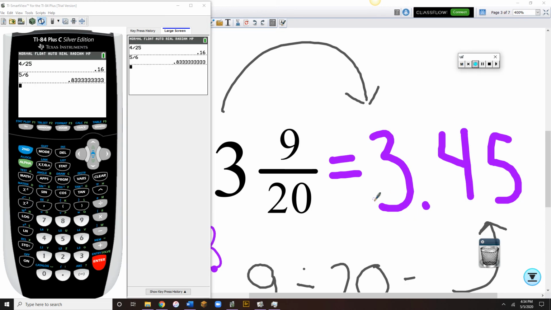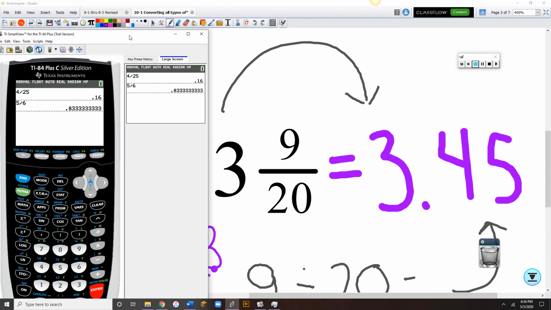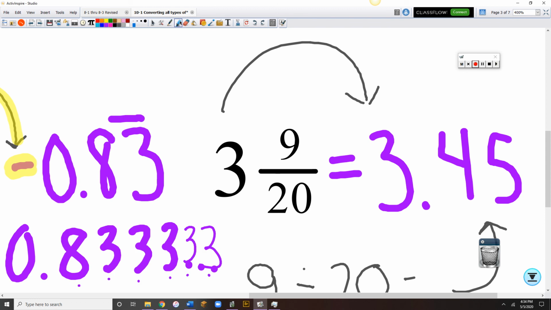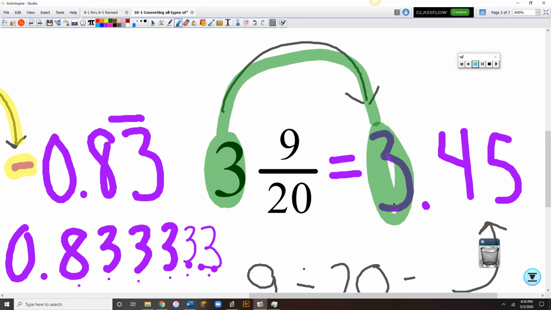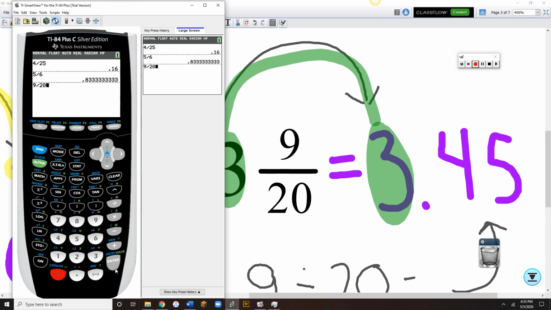What if there's a mixed number? So we've got a whole number of 3 and 9/20. Again, just like the negative sign, the whole number does not need to do anything in the calculator. I can just take that 3 and deposit it in my answer. I don't need to put that in my calculator at all. The only thing I need to put in my calculator is 9 divided by 20, and I get an answer of 0.45. And that just gets tacked on after the decimal part.